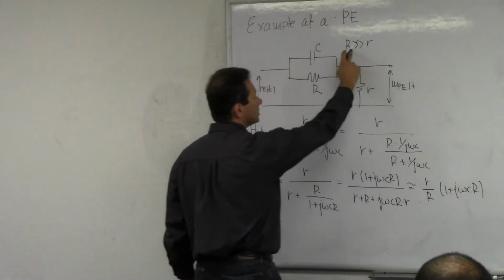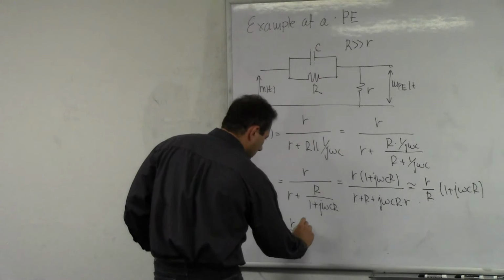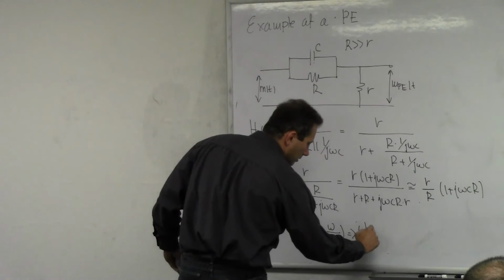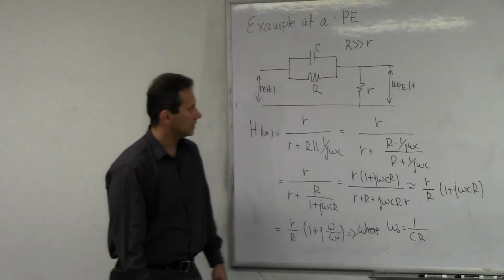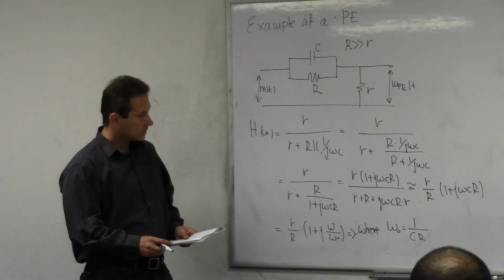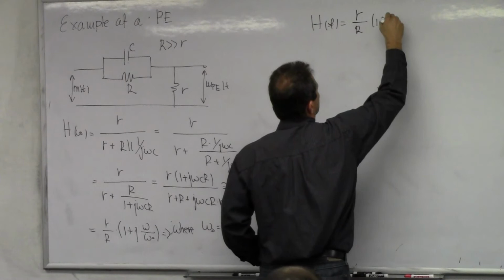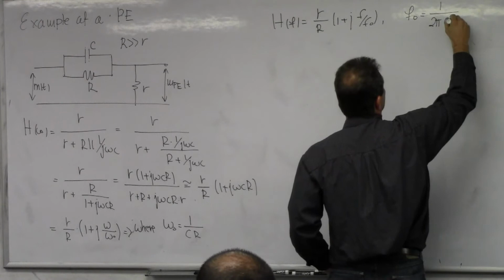And this can be written as r over R, 1 plus j omega over omega 0, where this omega 0 is 1 over C R. This is what is called the knee frequency. That's where the knee of your curve starts to curve. If you write this as a function H of f, then this is some constant r over R, 1 plus j f over f 0, where f 0 is 1 over 2 pi C R. So that's the knee of the characteristics.